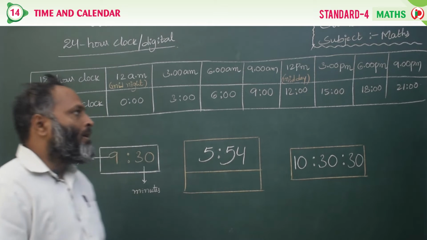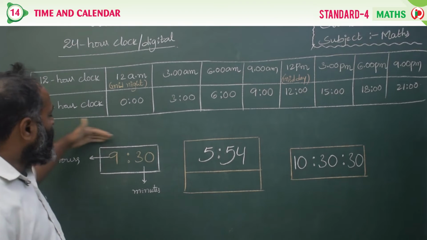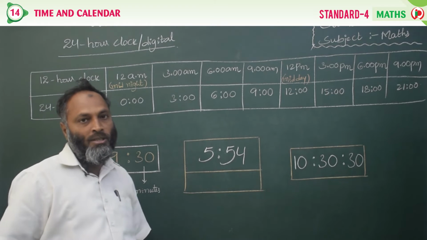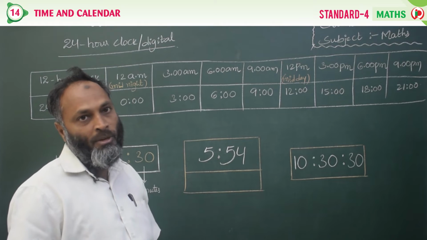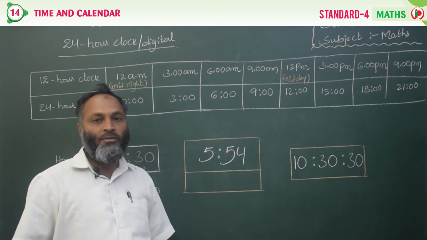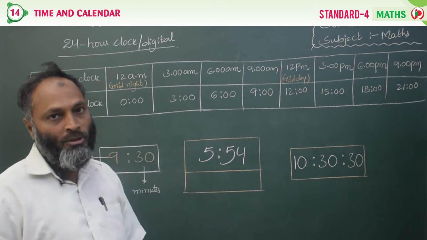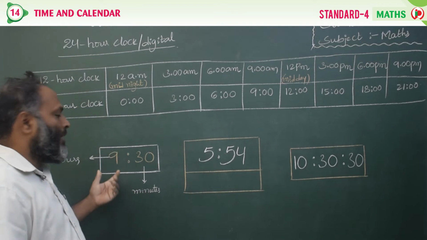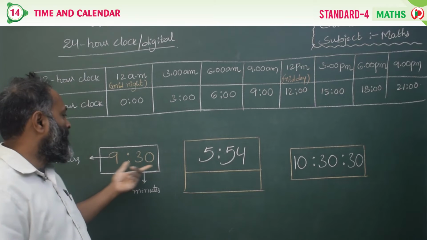Some digital clocks are given in your textbook, and in some wristwatches we can also set the 24 hours format. That is given in your textbook. Once you check your textbook, the wristwatch is given as a digital clock. Here some digital clocks are given.